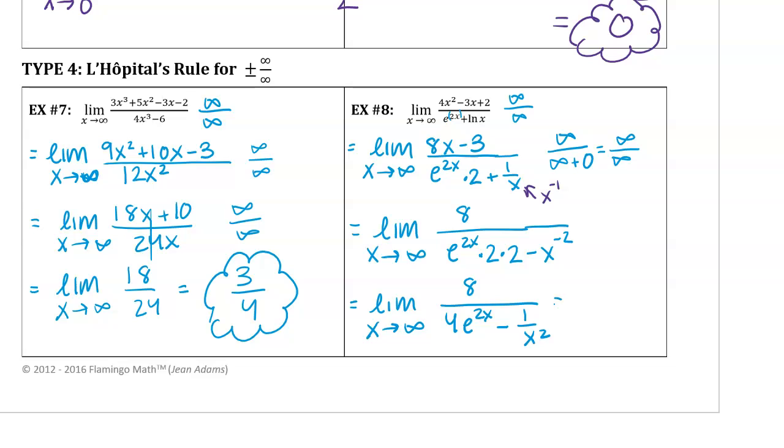So what we end up with is 8 over 4e to the 2x, and 4e to the 2 infinity is infinity, minus 1 over infinity is 0. 8 over infinity, 8 over a really big number, any constant over a really big number is 0.